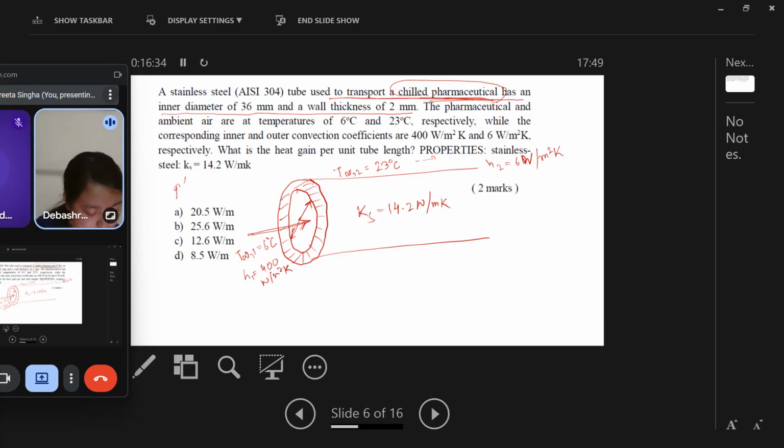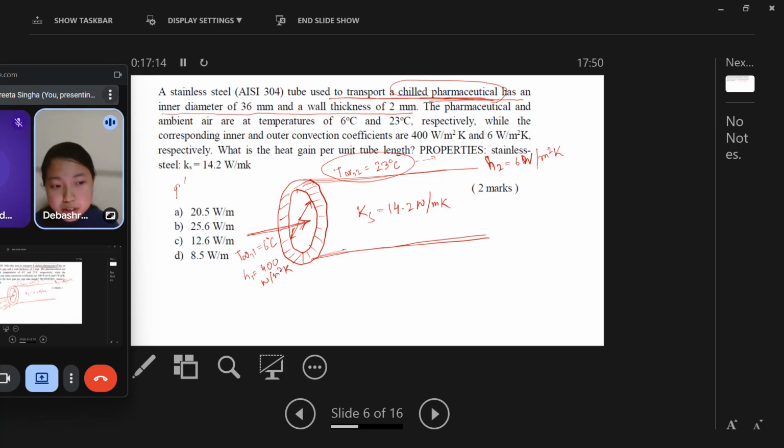Do you have any idea how to proceed? It is not the same as the previous one. In the previous one, they gave the temperature of that cylindrical body itself. But here they have not given the steel surface temperature. Rather, they have given the outside temperature, that means the ambient air and the inner fluid which is flowing inside. So how will you proceed in this?